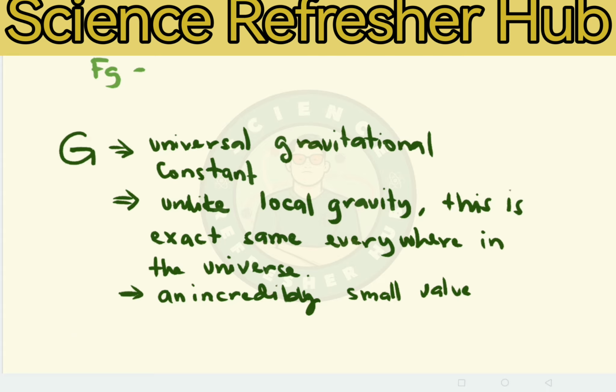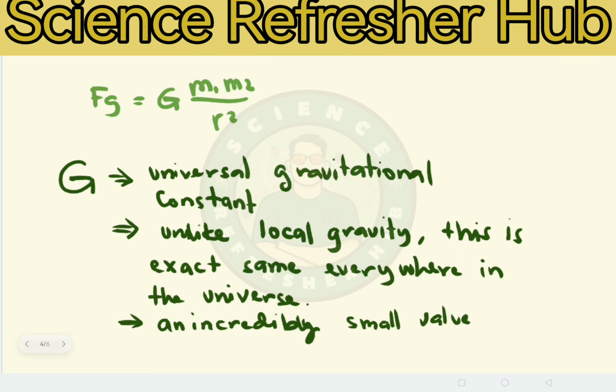Again, I will write the formula. We're done discussing the gravitational force. We have the capital G, mass 1 times mass 2 over r squared. So let's deal with G.